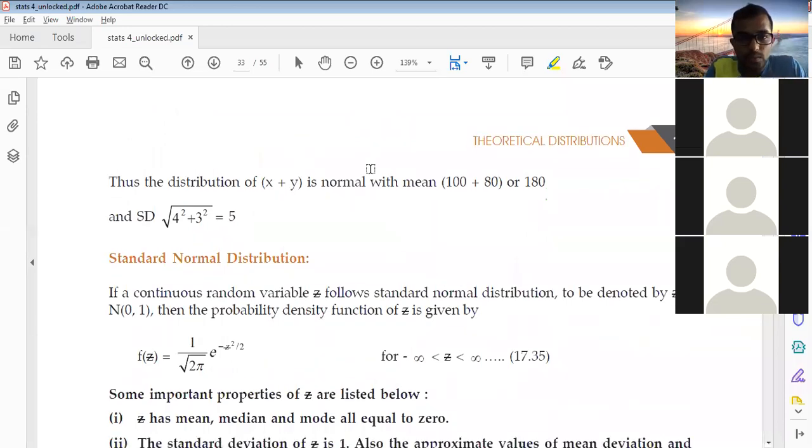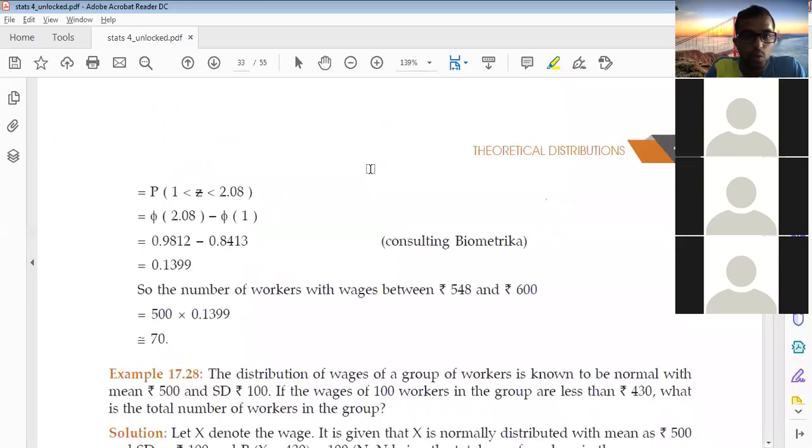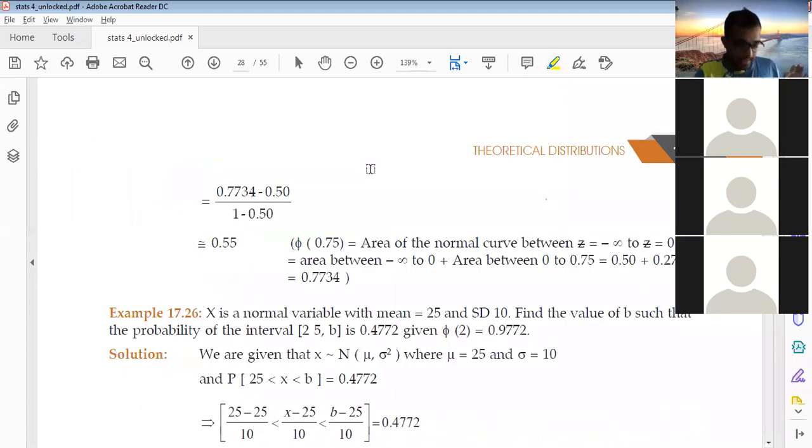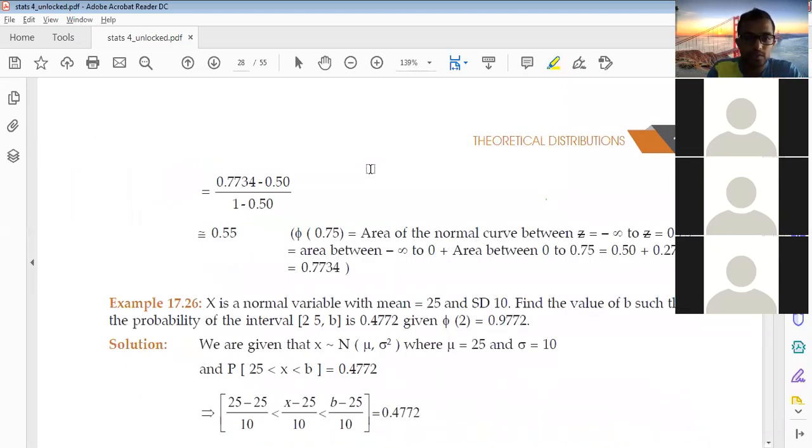And now, students, we come back to square one. Please write the side heading: standard normal distribution.